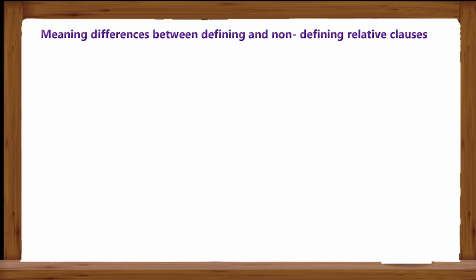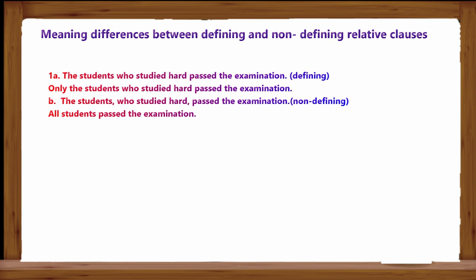Now let's see the meaning differences between defining and non-defining relative clauses. The students who studied hard passed the examination. From this sentence, we can conclude that there were several students and some of them studied hard and passed the examination, and some of them did not study hard and did not pass the examination. Therefore, the defining relative clause is essential to identify the subject or antecedent clearly.